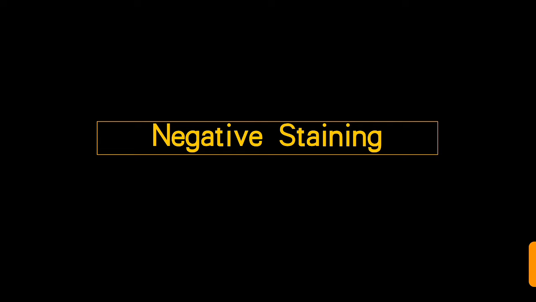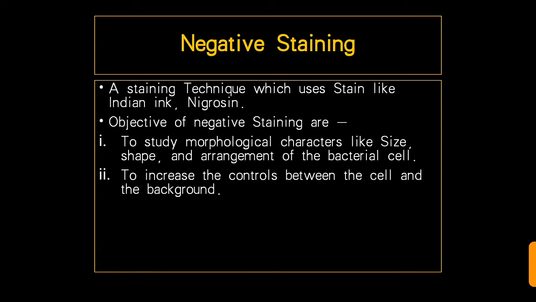So how does this staining technique work, and what are the objectives and principle of this technique? We are going to discuss that in this lecture. Now, what is negative staining? It is a staining technique which uses a single stain, and is a type of simple staining technique. It uses stains like Indian ink and nigrosin.